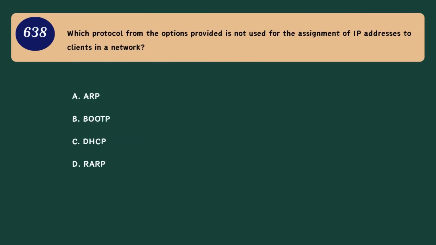Question 638. Which protocol from the options provided is not used for the assignment of IP addresses to clients in a network? A. ARP. B. BOOTP. C. DHCP. D. RARP.